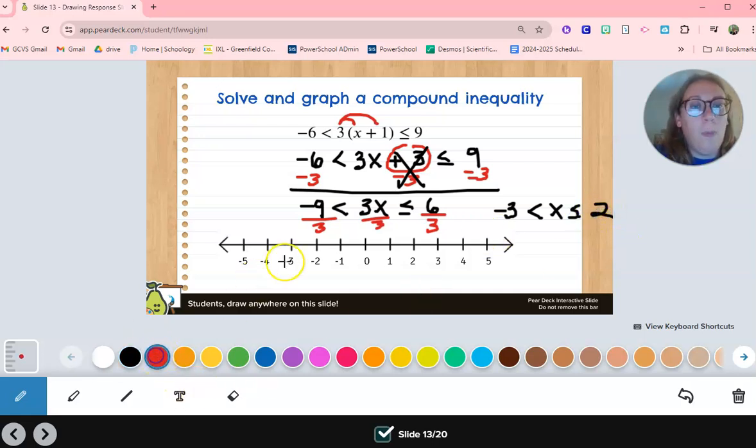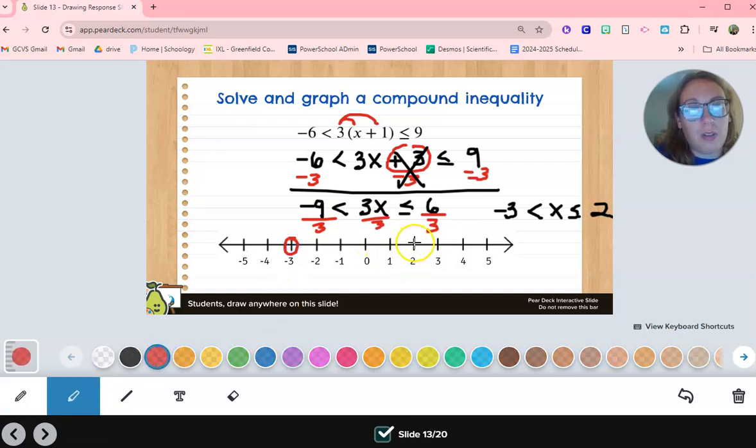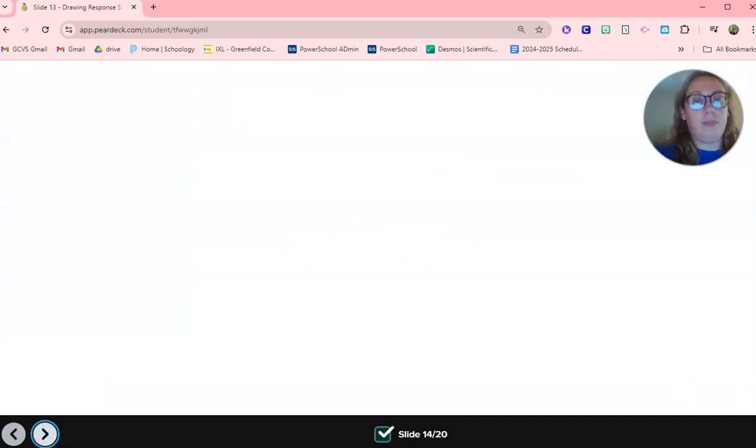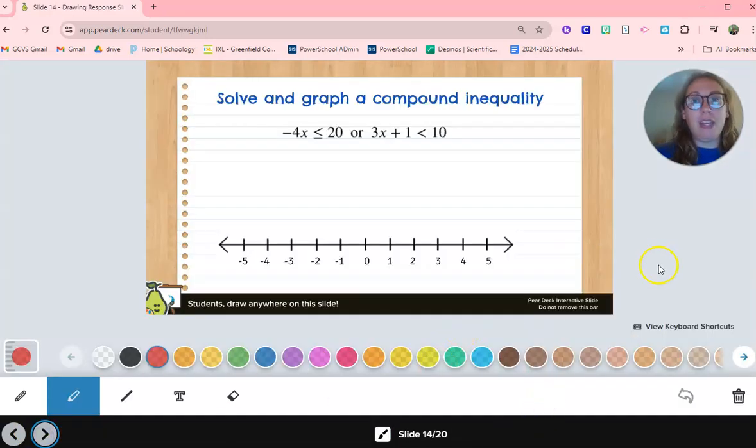So we're going to put an open circle on negative 3 and a closed circle on 2. And we're filling out that space in between. So x is going to be bigger than negative 3, and it's going to be smaller than or equal to positive 2. These are all "and" inequalities. We can write them as one combined. We're always looking for that space in between. Slide 14, when you're ready.